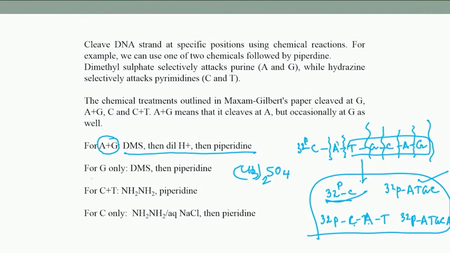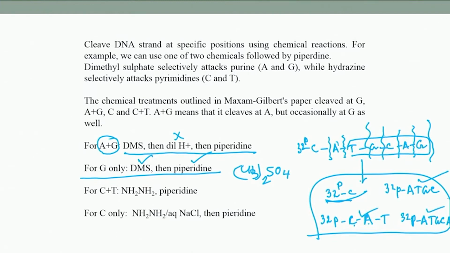Then they developed another condition where only G will be cleaved, and the condition is that they just drop this dilute H plus treatment. So, if you take dimethyl sulfate and then aqueous piperidine, then you will get only the cleavage of the G. That means you will only get this and this, you will not get these two pieces because there is no cleavage involving A.